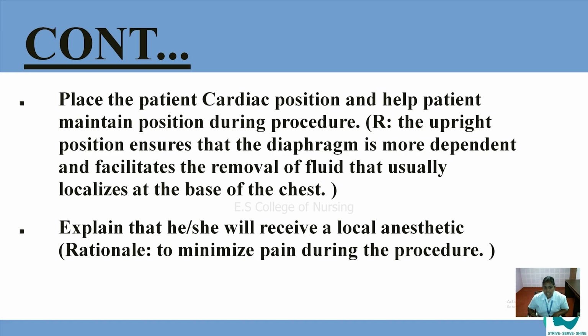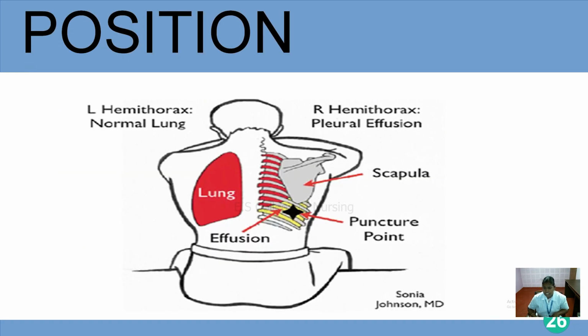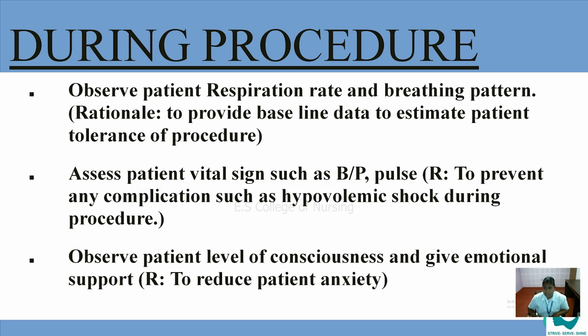And also we want to explain that he or she will receive the local anesthetic. Why we explain: the patient wants to know the level of the procedure, and we give anesthesia to minimize the pain during the procedure. So this is the exact position for the thoracentesis, cardiac position. That black color marking is the puncture point. And we will see the procedure.